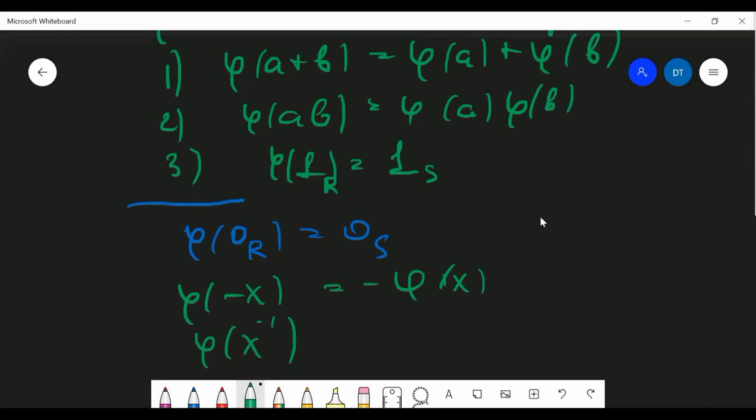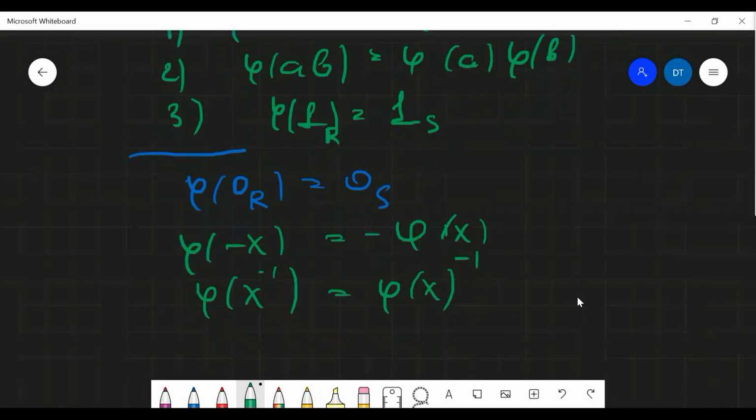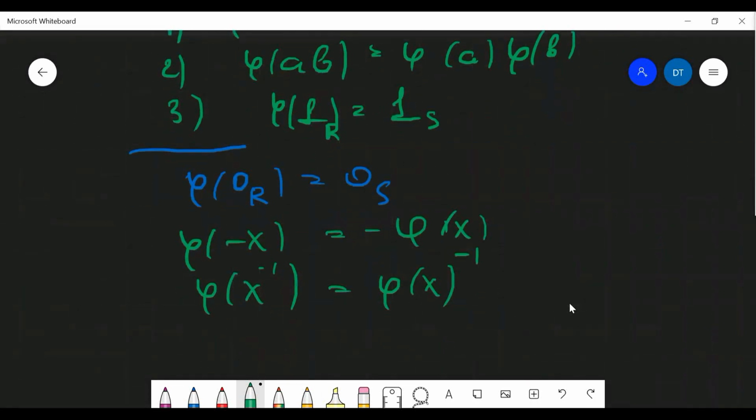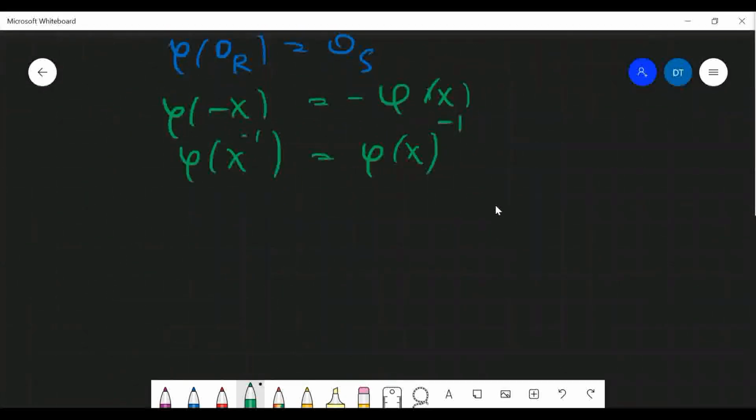And the same is true for inverse elements with respect to multiplication. So if x is invertible, so if there is x inverse, then the image of x must be invertible, and this formula holds. So these are properties that always hold for any homomorphism. Okay, so let's try to describe homomorphisms of a ring Z to any other ring.